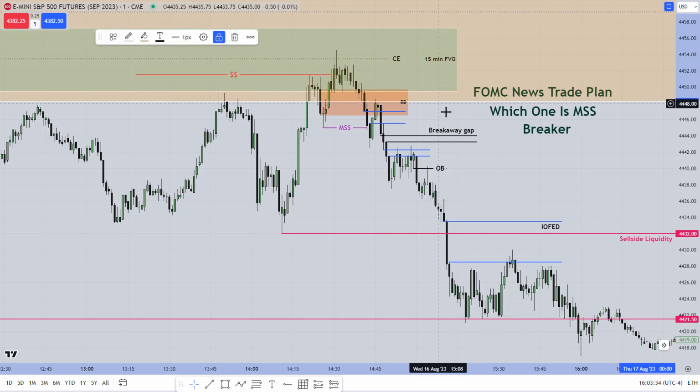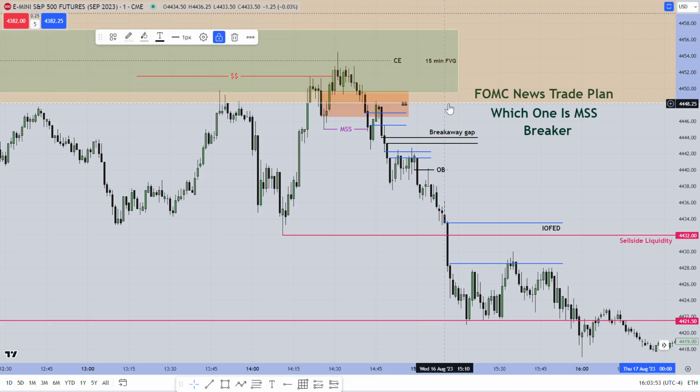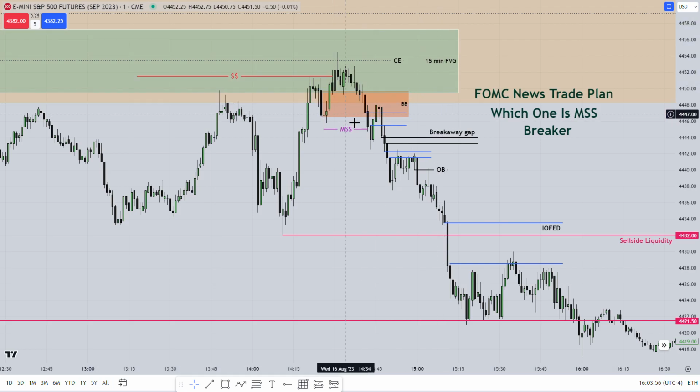You see this fair value gap. This is the daily fair value gap, and this is the low of the daily fair value gap. Market broke this low, shift in market structure, went up, respected that low of the daily fair value gap, breaker, also the fair value gap. All of this actually helped me to be confident that market will go lower.